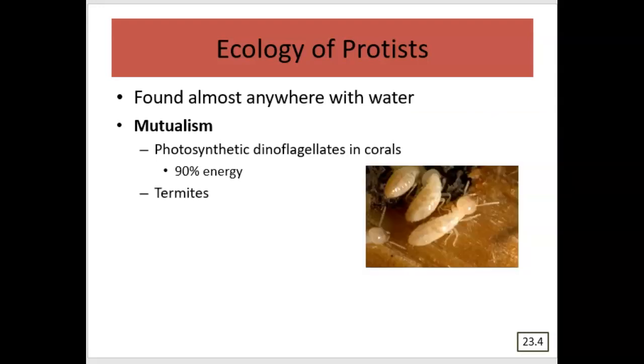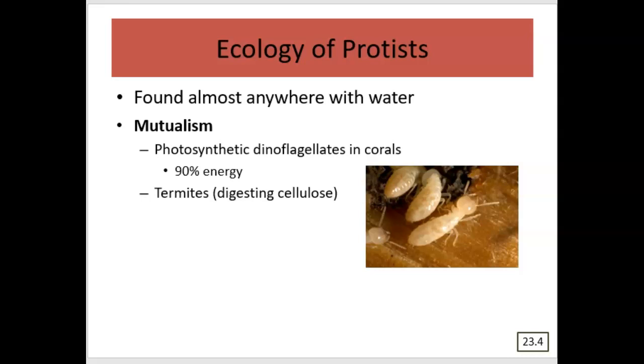We also see a mutualism with termites. Termites eat wood. If you've ever tried eating a chunk of paper or a piece of firewood, you've noticed it's not a great food item. That's because we can't digest cellulose, but it turns out that the protists that live in the digestive tracts of termites, they can digest cellulose. And so once again, the protists get a place to live, they get food provided for them, and the termites get a way of digesting cellulose.